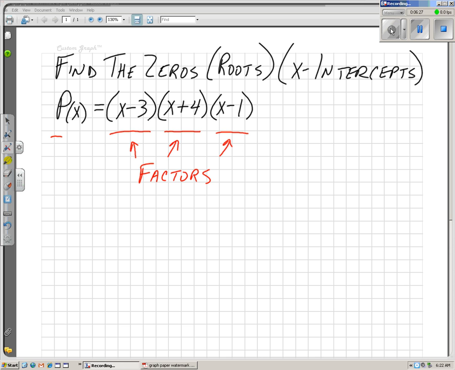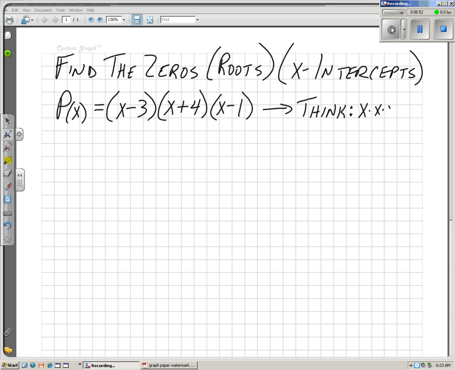And another instruction you'll see later on is it'll say something like find the zeros and write the polynomial as a product of its factors. Well, they want you to write it like this, as x minus 3 times x plus 4 times x minus 1. They want you to factor it all out. Write it as multiplication. Okay, when you see this polynomial, I want you to see those 3 x's being multiplied, and I want you to think, okay, it's x times x times x. That's an x cubed graph. We already know that it's going to open down as it goes to the left and up as it goes to the right. So we kind of know what our graph is going to look like.